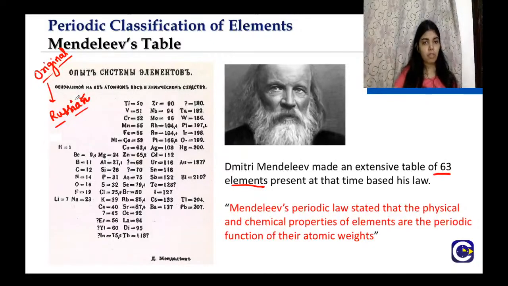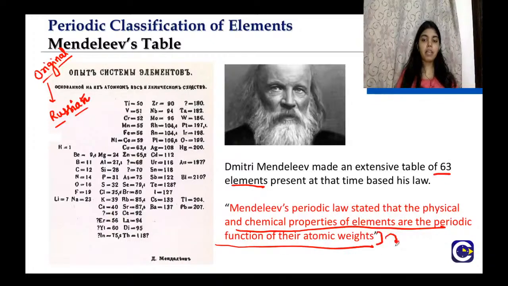So the original table was basically in the Russian language, and the NCERT tables are a little bit modified, they are not the original tables, right? So he made an extensive table of 63 elements, right? Mendeleev's periodic law stated that the physical and chemical properties of elements are the periodic function of their atomic weights, and similar was taken by Meyer's also, that physical and chemical properties of elements are the periodic function of their atomic weights.